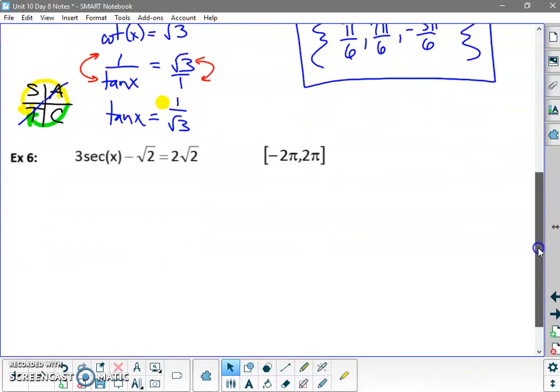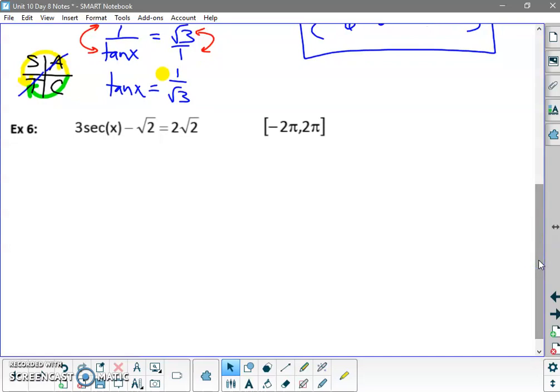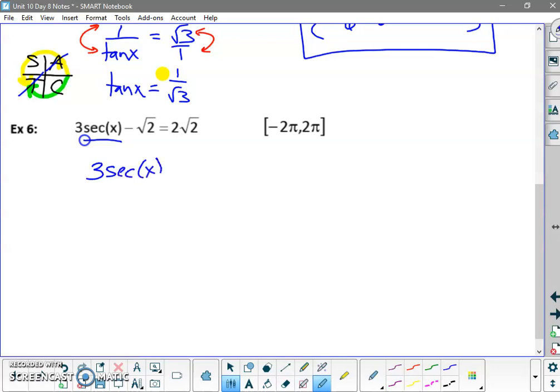Okay, one more example for this video. 3 secant x minus square root 2 equals 2 square root 2. Again, let's isolate the trig function. I'm going to add square root 2 to both sides. That gives me 3 secant x equals 3 square root 2. And then we're going to divide both sides by 3. That gives me secant x equals square root 2.